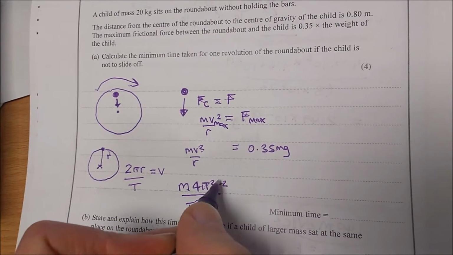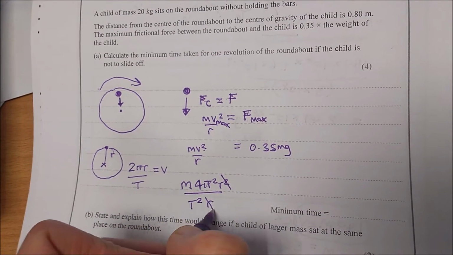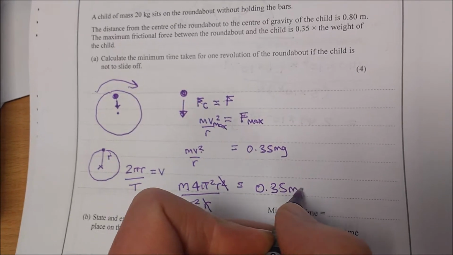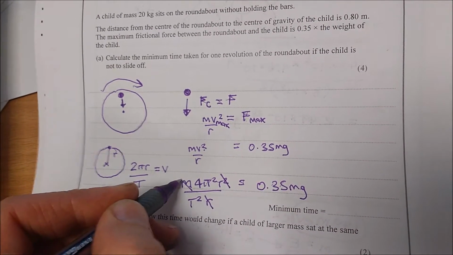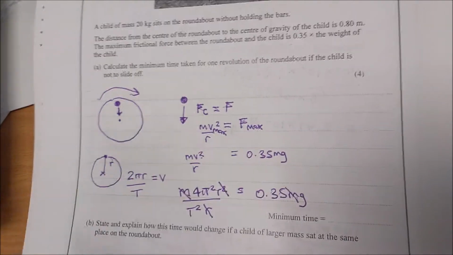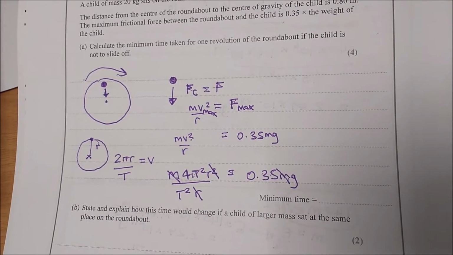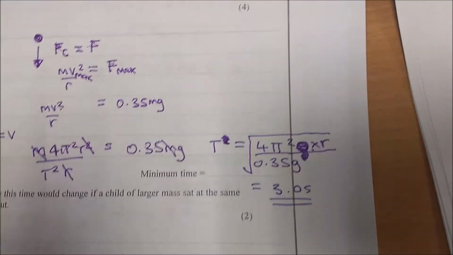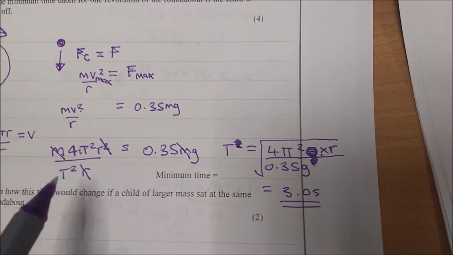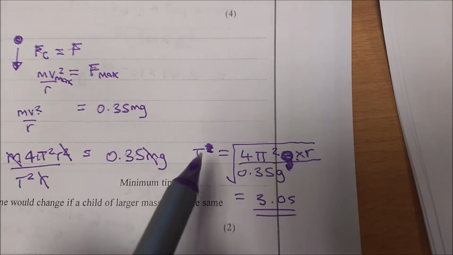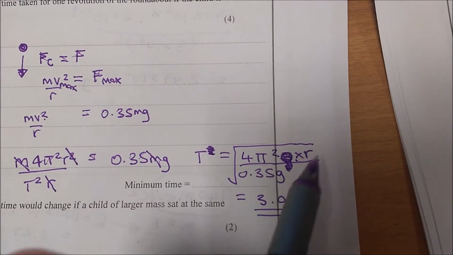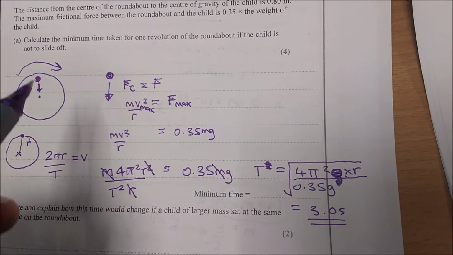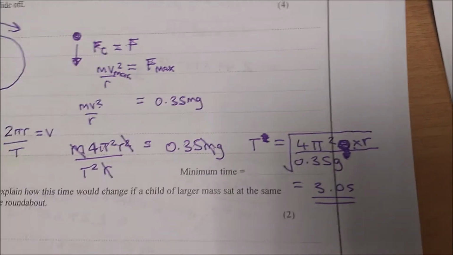and one of the r's is going to cancel, and that's going to be equal to 0.35 mg. The m also cancels, doesn't it? So we can now rearrange to get T squared. To get T, you just move T squared up and shuffle things around, and you get T equals root 4 pi squared times r over 0.35 g, but r is 0.8 metres. So you get 3 seconds as the minimum time.